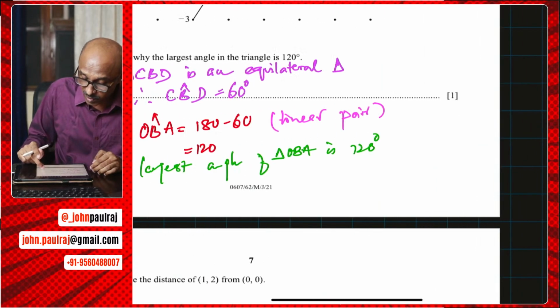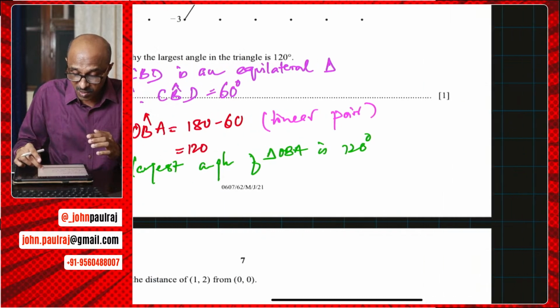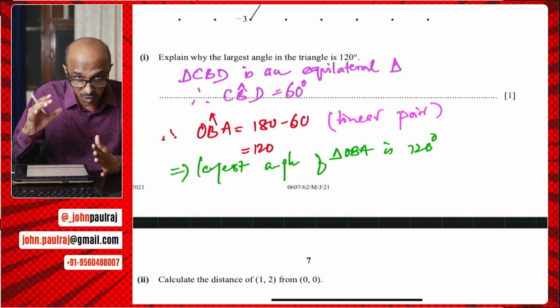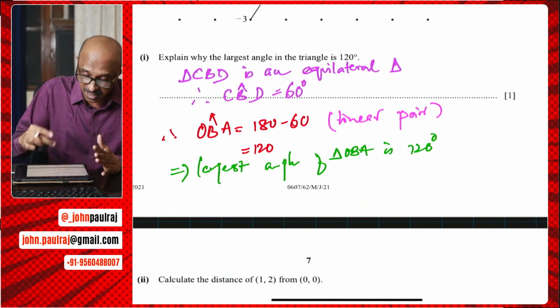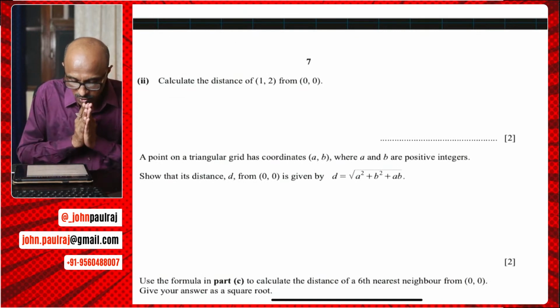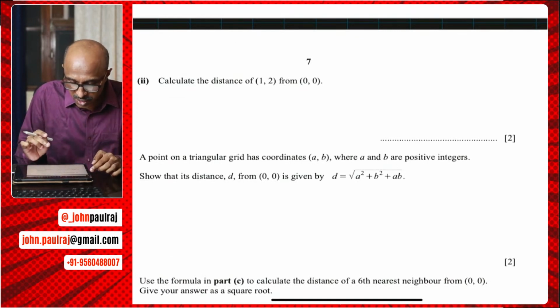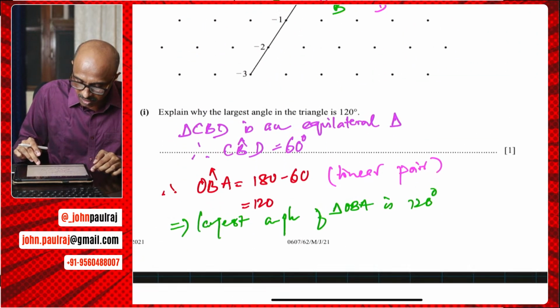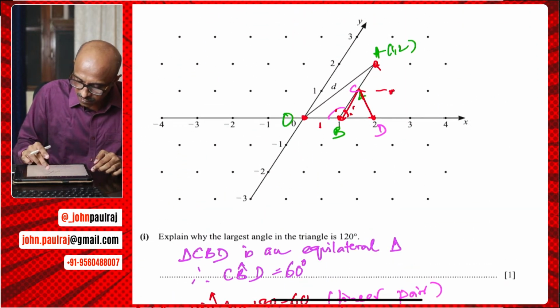You might be wondering why we are writing so much. Well, this paper, as I said, is a lot about communication, so you have to communicate your reasons very clearly. That doesn't mean you write a lot more; you need to keep it succinct also. Calculate the distance of (1, 2) from (0, 0). The distance d, you have to calculate that from 0.